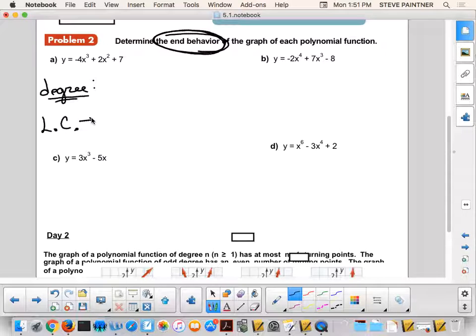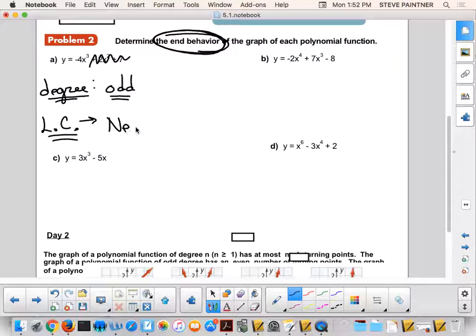I don't want you to sit there and do nothing, so please listen. When I ask you to look at this polynomial, ignore everything except the leading term. You're just looking at negative 4x cubed. What degree is this, even or odd? Odd. Tell me the LC, the leading coefficient. Is it positive or negative? Negative.